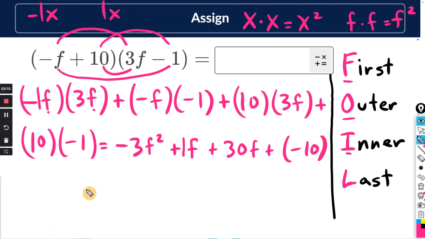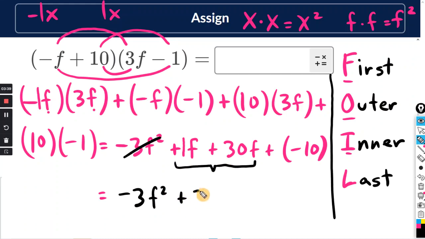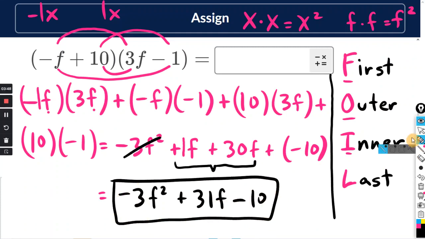All right, and now almost finished. All you have to do is combine like terms. The variable and the exponents must match. Okay, so there's only one term with f squared, and that's negative 3f squared. All right, and 1f plus 30f. 1 plus 30 is 31. And you keep the f. And finally, plus negative 10 is the same as minus 10. So that right there is your final answer.